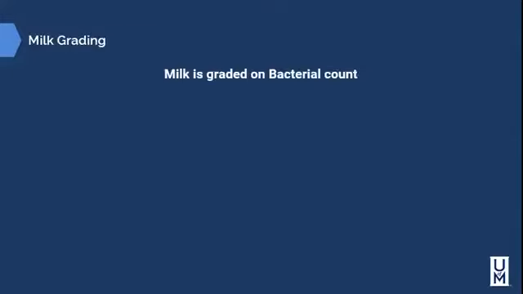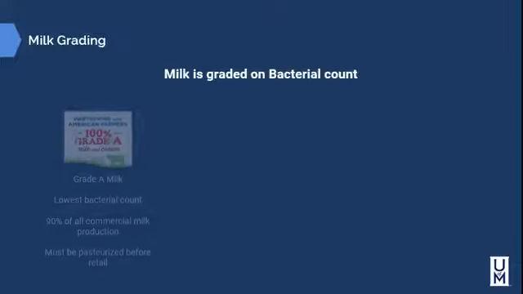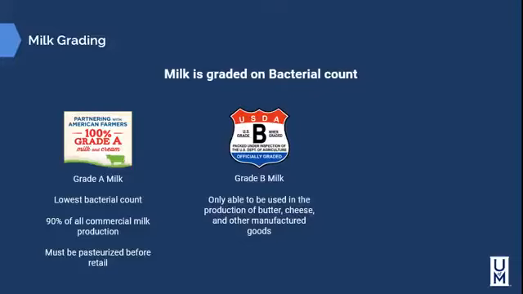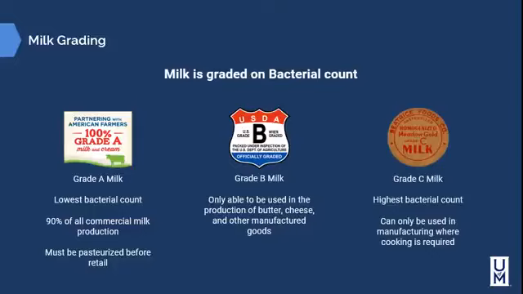Milk is graded based on bacterial count. The higher the bacterial count, the lower the grade. Grade A milk has the lowest bacterial count. 90% of all commercial milk production falls in this category, and it must be pasteurized before retail. Grade B milk is only available to be used in the production of butter, cheese, and other manufactured goods. And grade C milk is the highest bacterial count and can only be used in manufacturing where cooking is required.